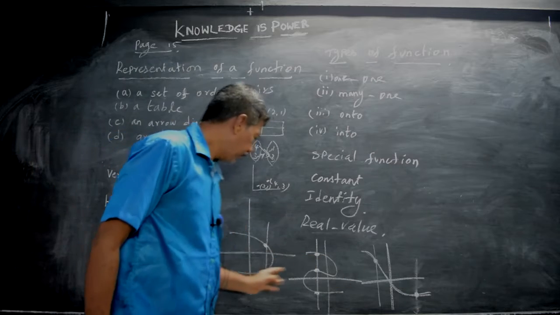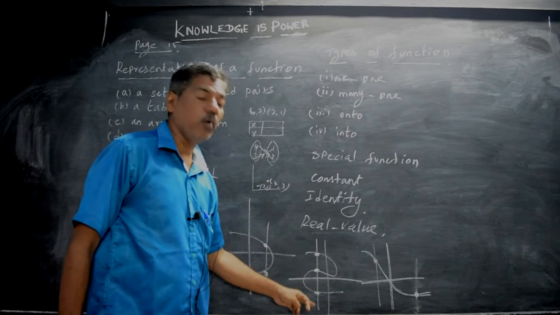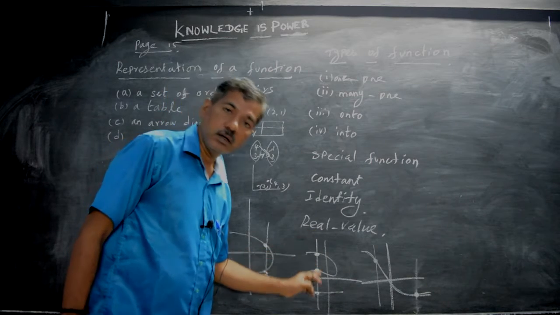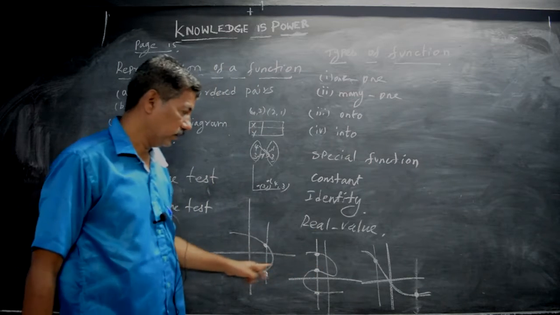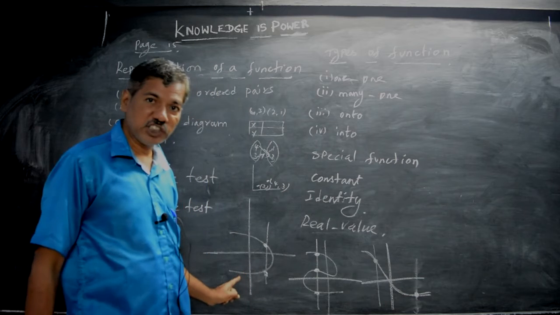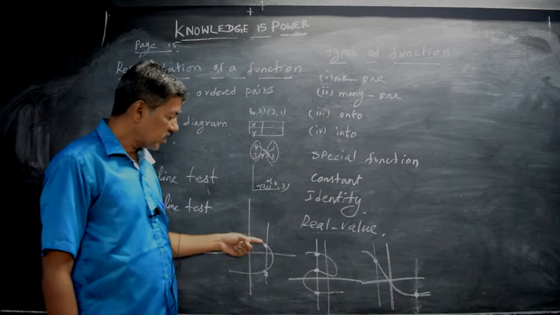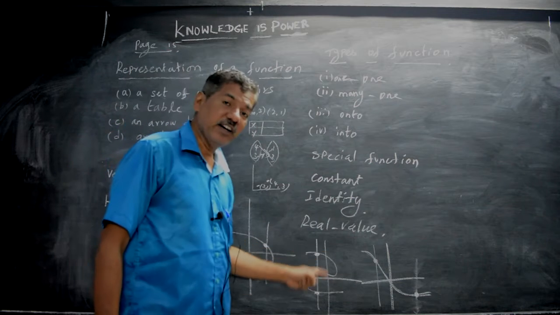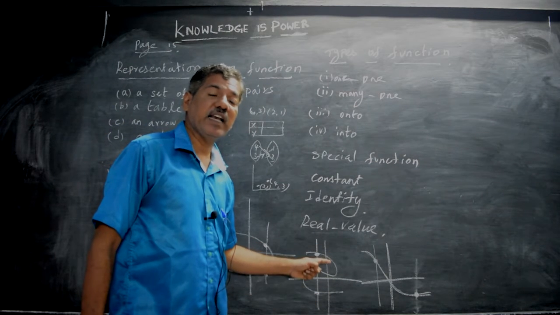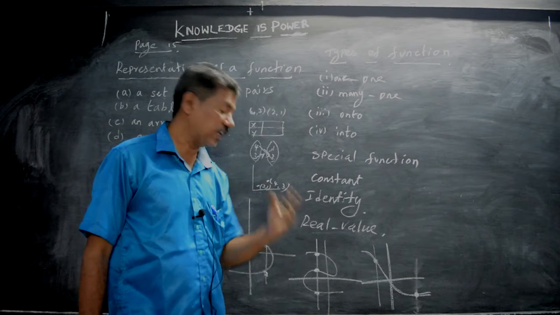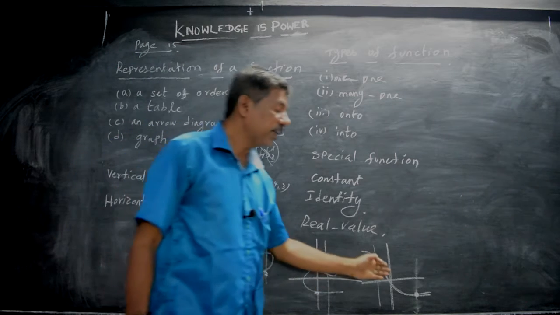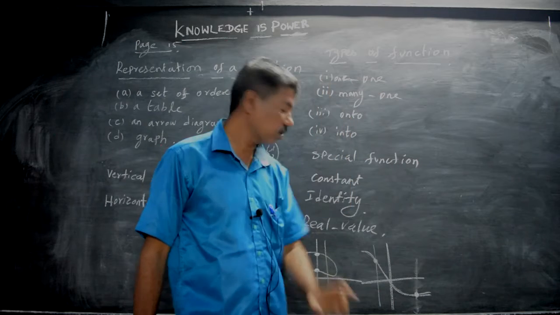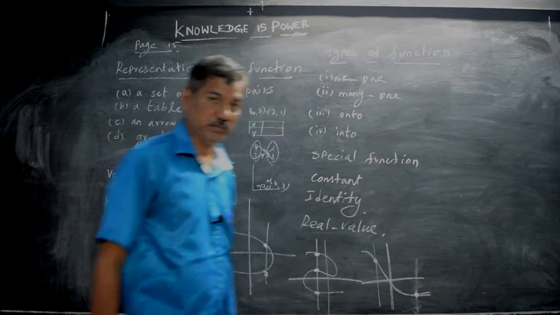So if this line touches more than 1 point, then it is called what? Not a function. It is a function. It is not a function. You have to tell the reason. Since it touches more than 1 place, the vertical line touches more than 1 place, then it is called not a function. It is a function since it touches at only 1 place. Therefore, it is a function.